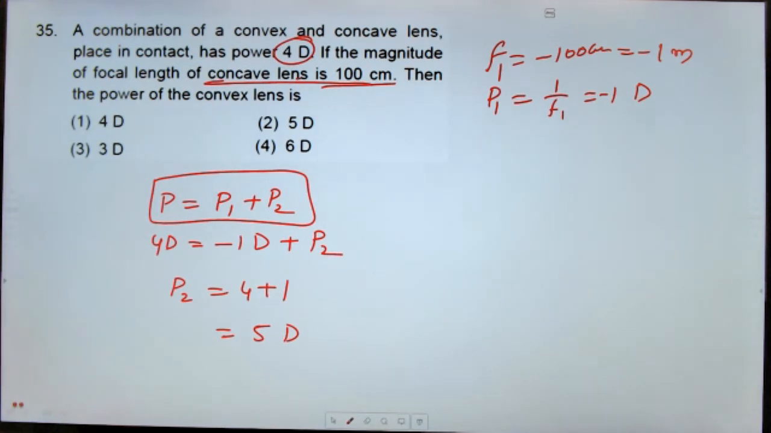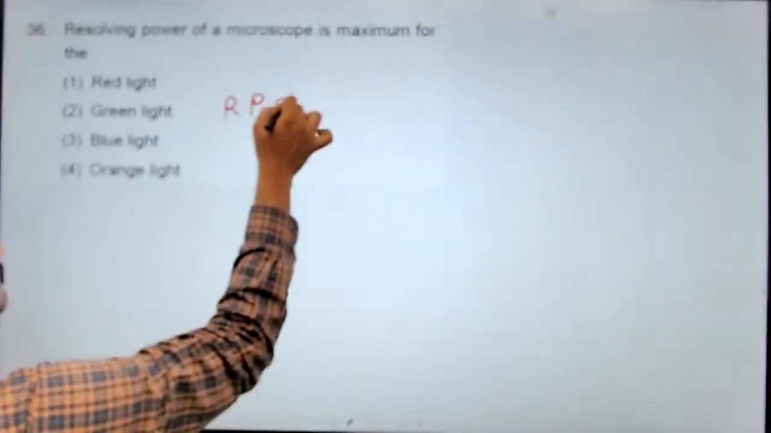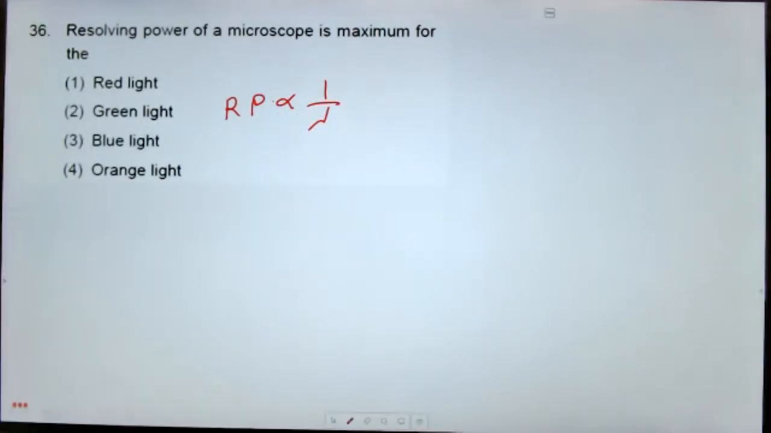Next one. The resolving power of a microscope is maximum for which light? Resolving power is inversely proportional to wavelength. For less wavelength, resolving power is more.